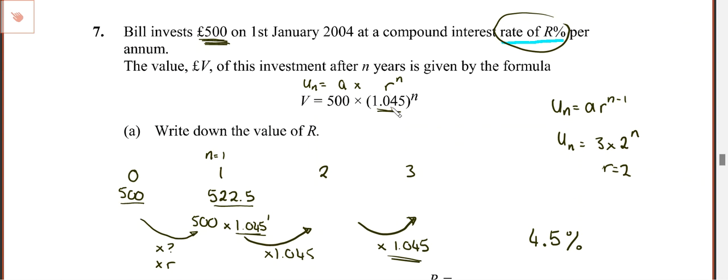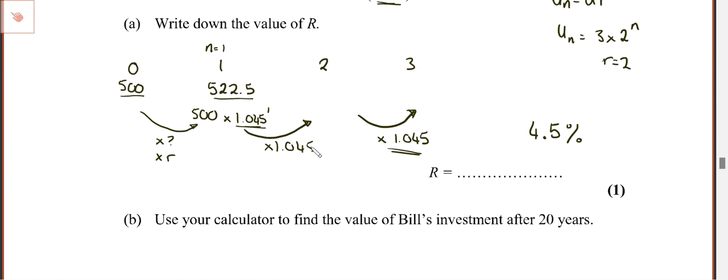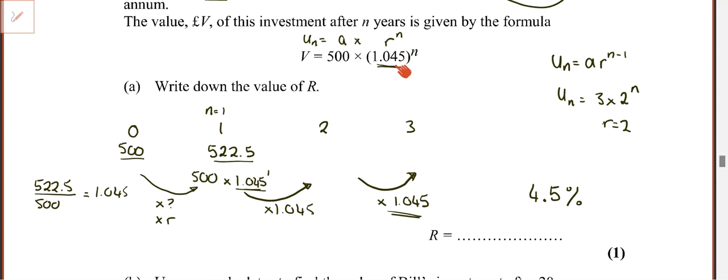Now, what we did before, guys, do you remember, before we realised that, we said, well, if I've got 500 and I've got 522.5, we did 522.5 divided by 500, and we know the answer is going to be 1.045. Which we then realised was already there. Do you remember going through that lesson?